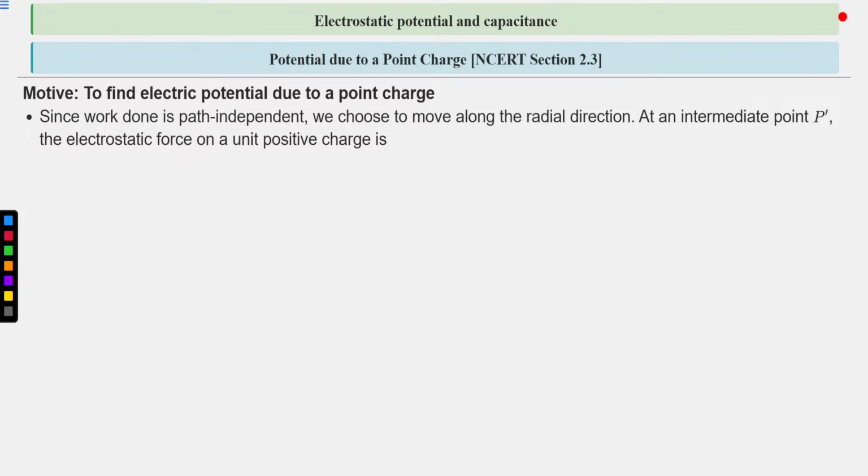Okay, since work done is path independent because the forces are conservative, we choose to move along the radial direction. So we are not assuming any other path. We are choosing only the radial direction. At any intermediate point P dash, the electrostatic force on a unit positive charge is, what is the electrostatic force formula? F is equal to Q into q by r square, and also multiplied by the constant 1 by 4 pi epsilon naught.